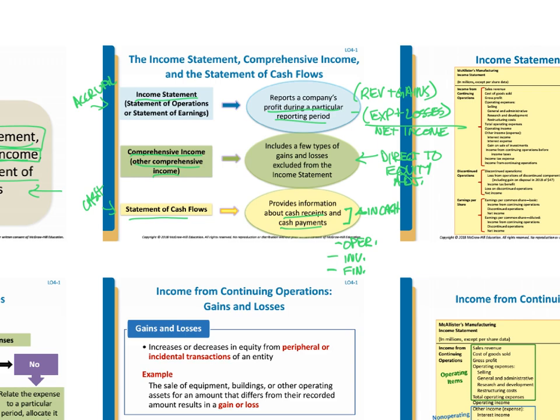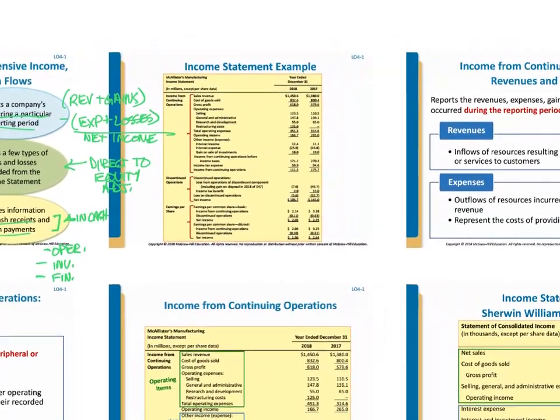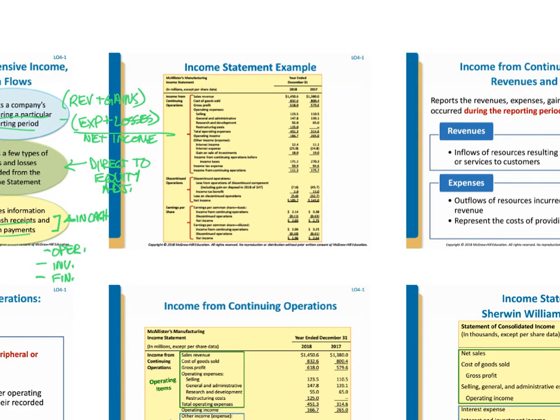Remember, when we prepare the operating section on the indirect method, we start with net income and then adjust for changes in current assets and current liabilities. So that section can be associated with other financial statements in your analysis. The investing section is often associated with non-current assets, and the financing section is typically associated with non-current liabilities as well as some components of stockholders' equity. We'll talk in detail in future parts of the chapter exactly how we prepare the statement of cash flows, or at least an introduction to how we prepare it.